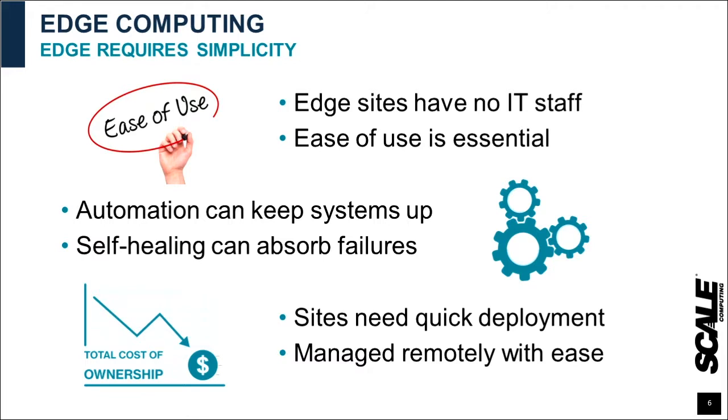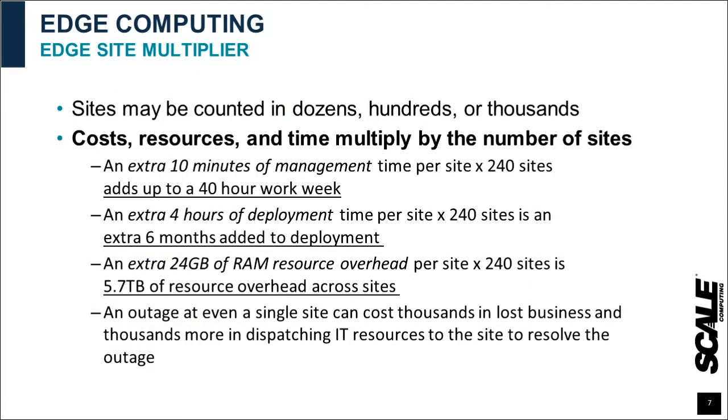Now let's look at the actual edge site multiplier. We're not talking about just a single site now. Now we're talking tens to hundreds to thousands of sites. So the cost, the resources, and the time it takes to do these implementations, you've got to think about it not just for that one single site, but multiplied by the number of sites, and the amount of time and resources they're wasting by having a solution that doesn't answer those requirements that we just talked about.